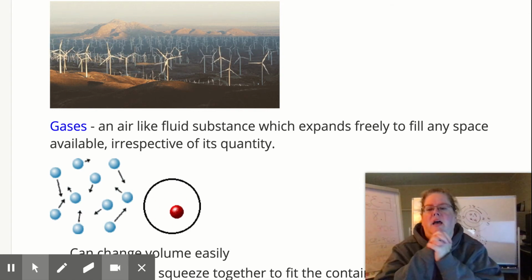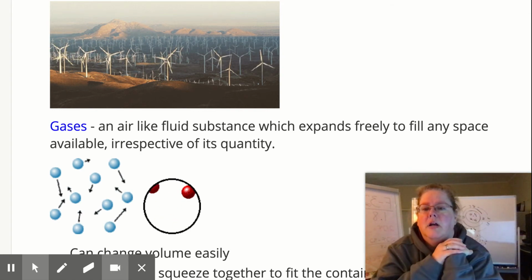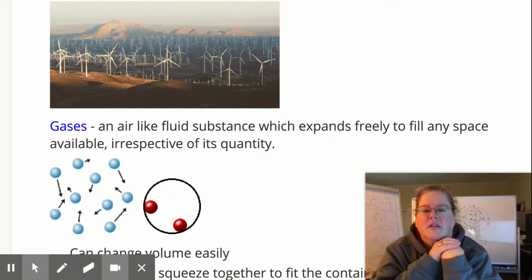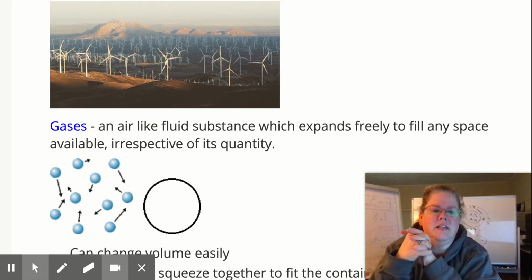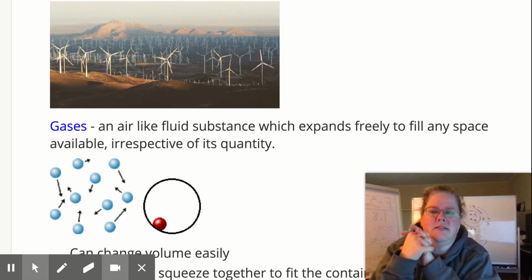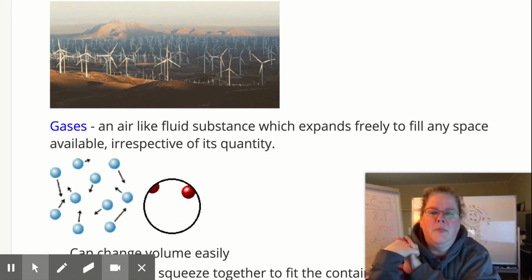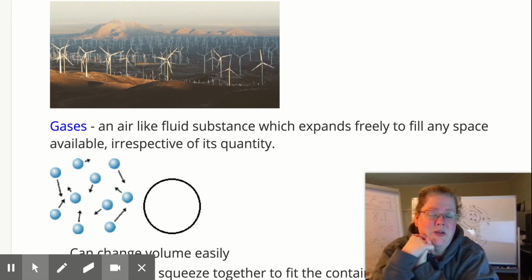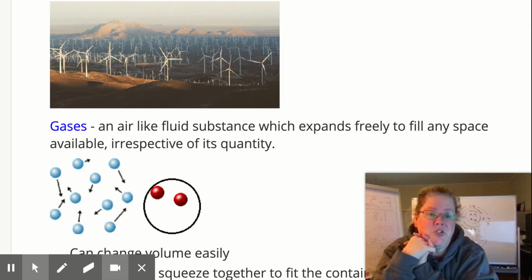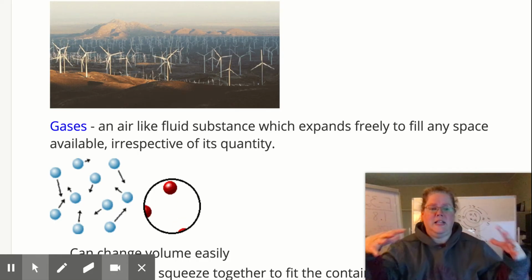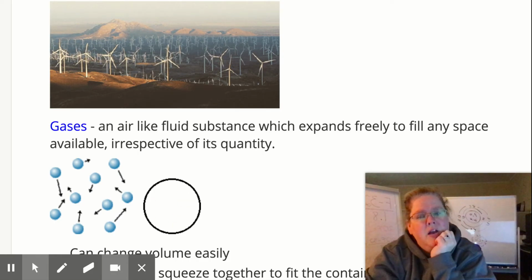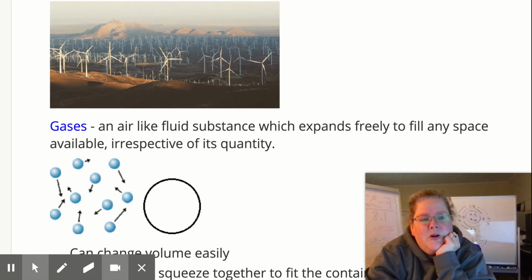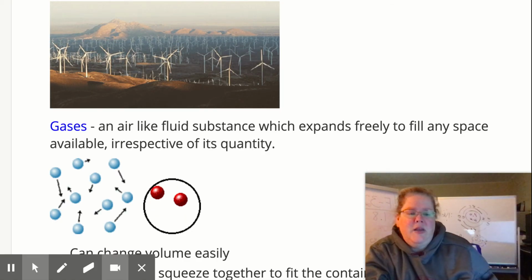Gases, like air. So a fluid substance which can easily, freely fill the space available, irrespective of its quantity. So in other words, if you give it more space to expand into, it just thins out, kind of like the upper atmosphere. It's much thinner than down here at the surface, where more of it's getting packed together and it's closer together. So gases move around freely in the space available.